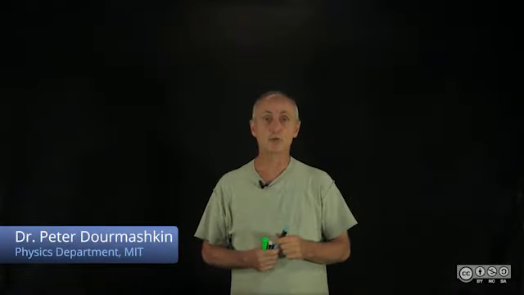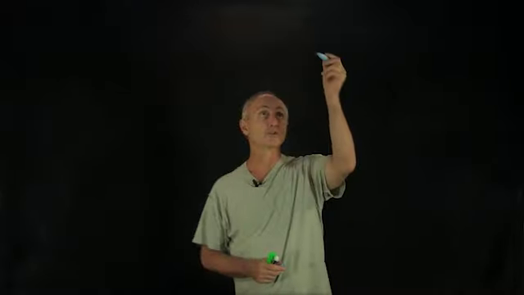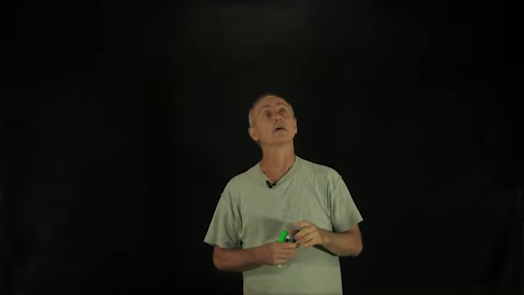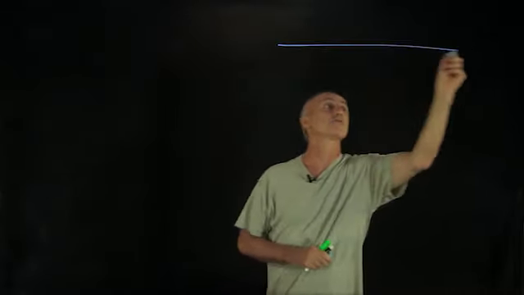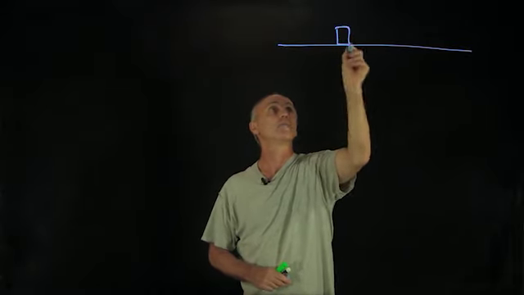Let's now explore an example of a force in which the work done is not path independent. And the classic example is the friction force. So let's consider the following setup. Suppose we have a horizontal surface with friction, and we have an object, and we're moving this object.